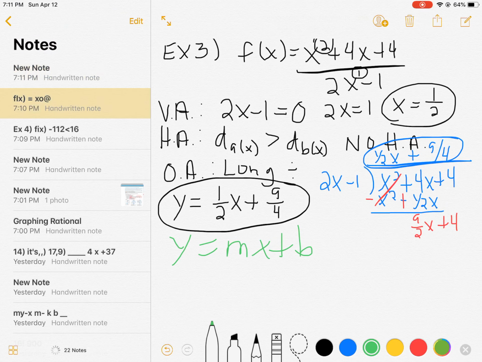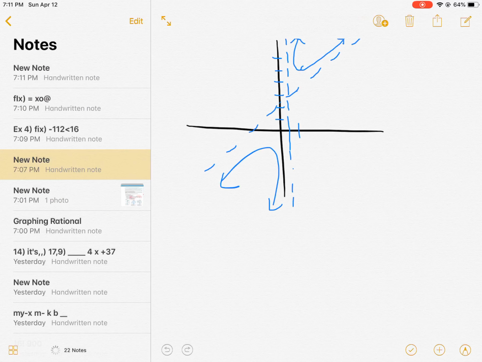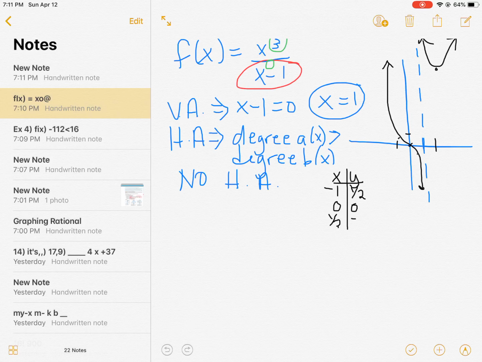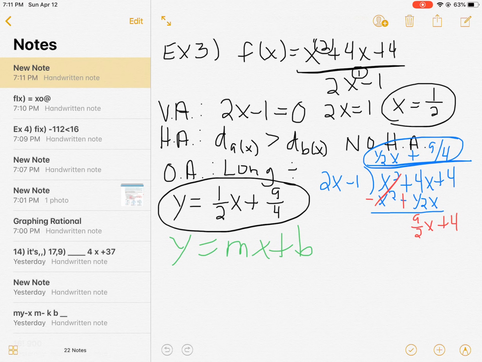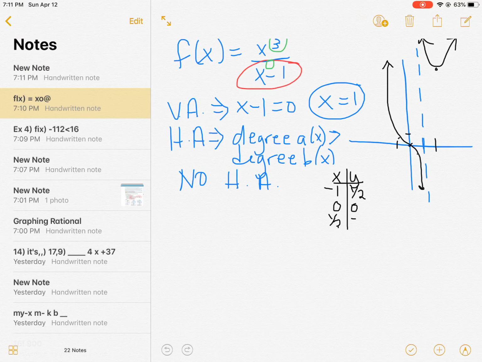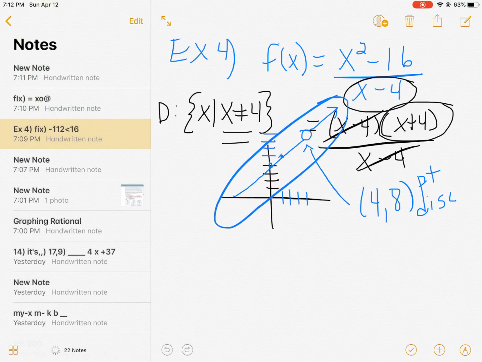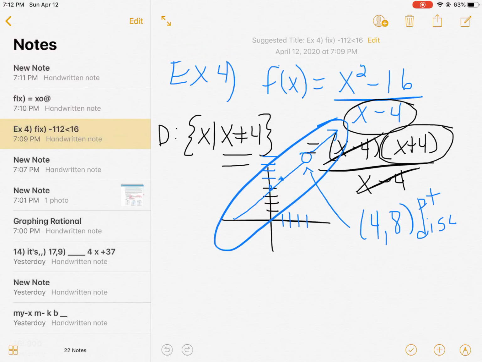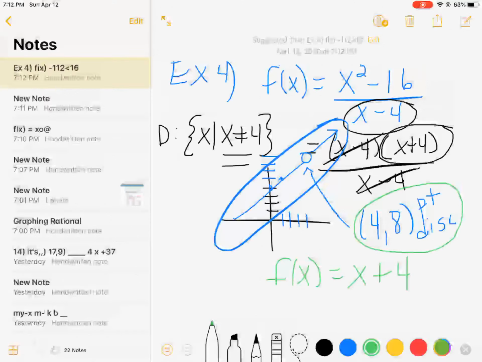And then example 4, we are looking for the hole in the graph, and that's this one. So my numerator needs to be factored, and when I factor it, it cancels with something in my denominator, which then makes my function in simplest form just be the equation of a line. But because there was a restriction in the domain, we have a point of discontinuity.